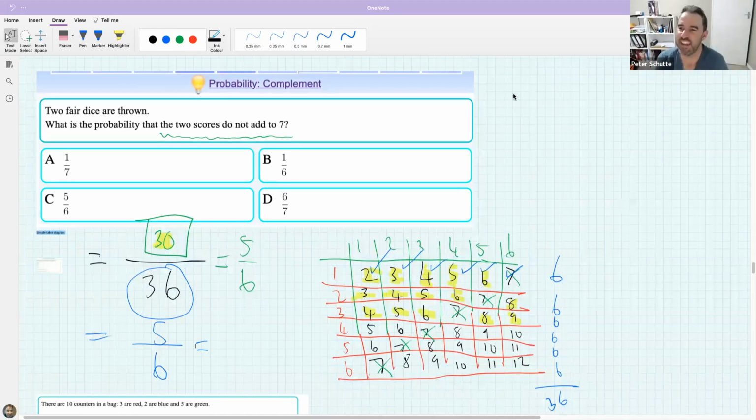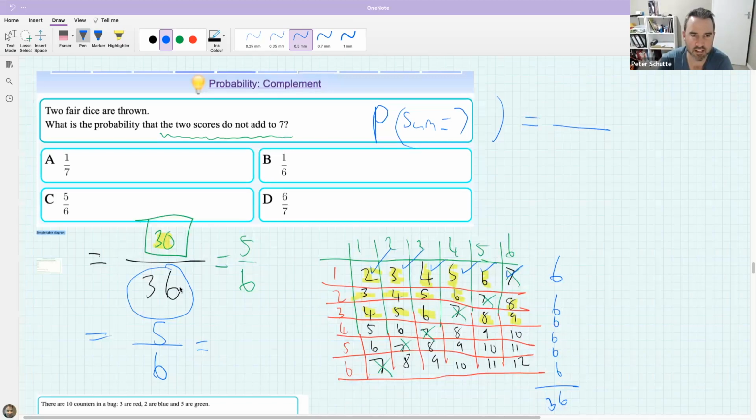Okay. So then just a follow-up question. What is the probability of getting a sum equal to 7? So you worked out the probability of getting a sum that does not equal 7. I want to know what's the probability of getting a sum that is equal to 7. So there's still 36 possible options, but only this time, there are only 6 favorable ones. The ones on the diagonal, which is the same as 1 out of 6.